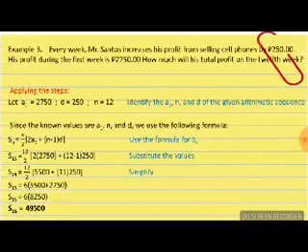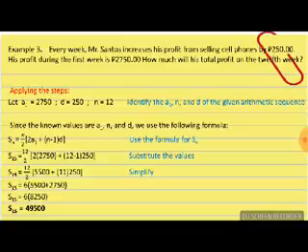For the third example, every week, Mr. Santos increases his profit from selling cell phones by 250 pesos. His profit during the first week is 2,750 pesos. How much will his total profit be on the 12th week? So applying the steps, we identify the a sub 1, the n, and d of the given arithmetic sequence. So for a sub 1, we have 2,750, d is equal to 250, and n is equal to 12.